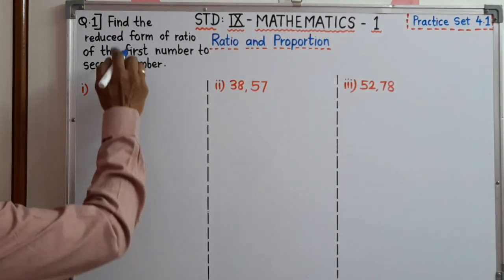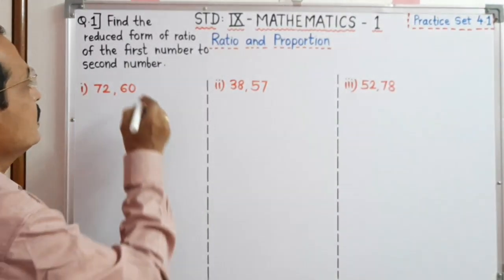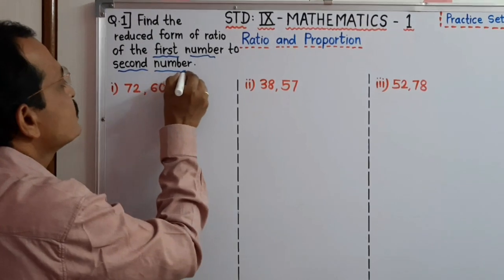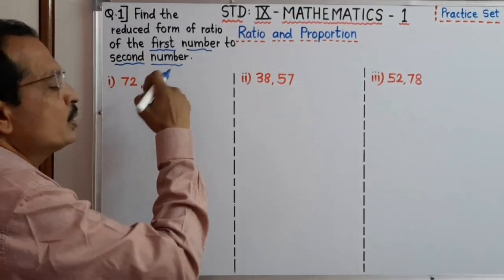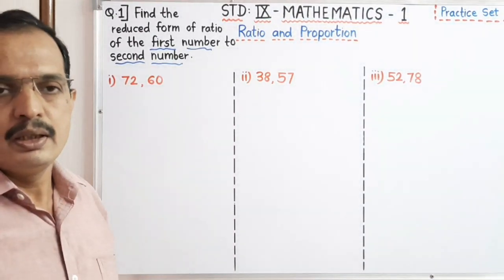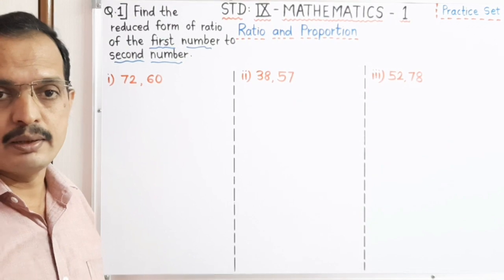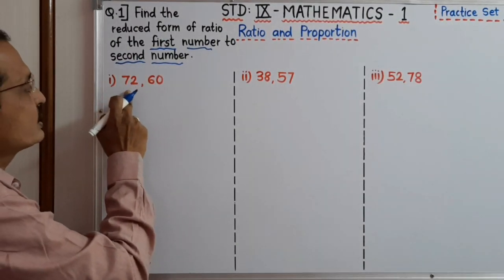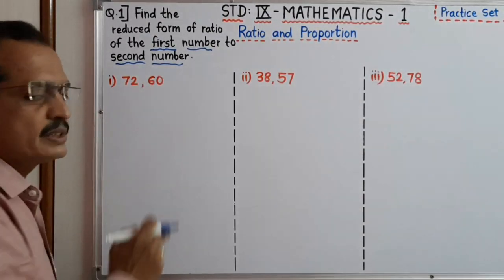See, the condition is that we have to find out the reduced form of the ratio of the first number to the second number. It is an important thing. There may be a ratio of the second number to the first; at that time, what do we have to do? See, dear student, here two numbers are given. The first number, or the first term, is 72 and the second number is 60.